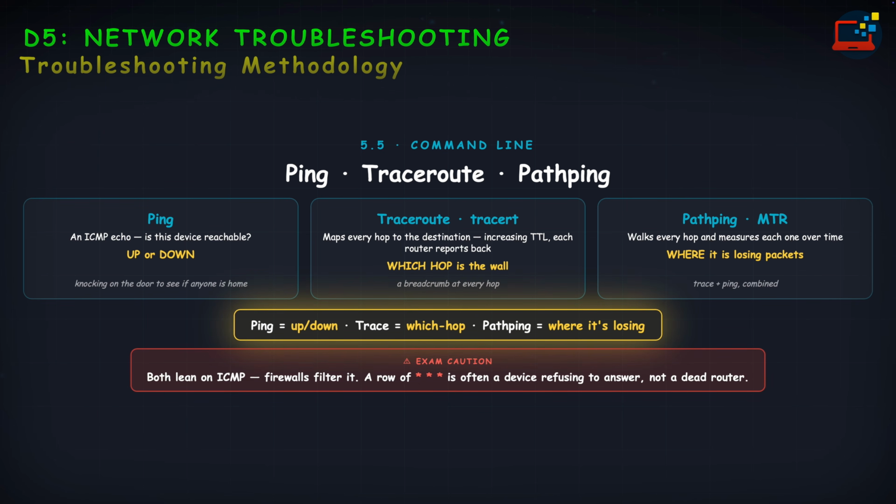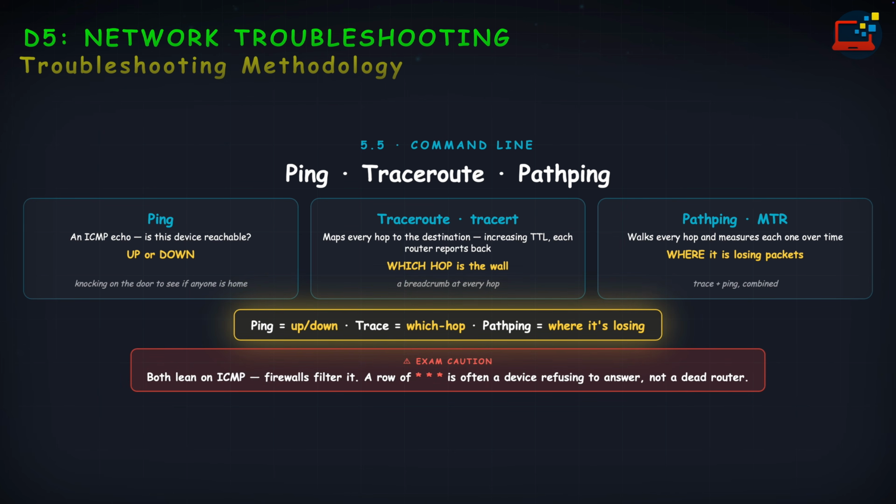Use ping to learn whether a host is up or down, and use tracert to learn which hop along the path is the wall. One caution the exam likes here, because both tools lean on ICMP and many firewalls filter ICMP. A hop that shows only asterisks in the output is often not a dead router. It is a device that simply refuses to answer.